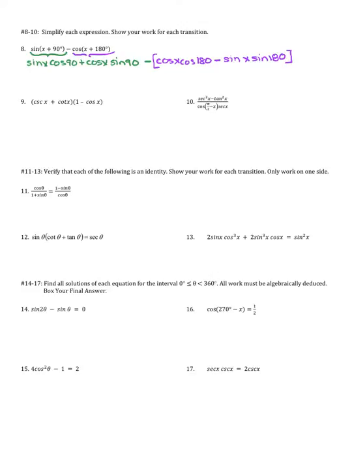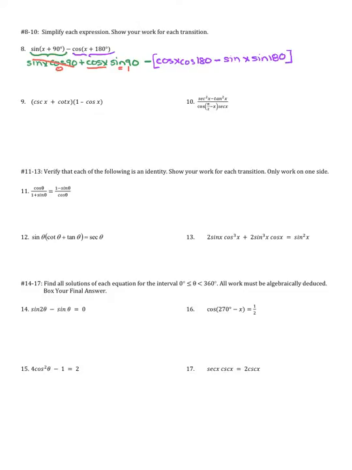So what we're going to do now is look at anywhere where I would have a 0. Cosine of 90 is 0, which means this whole term is just going to go away. Sine of 90 equals 1, so we only have the cosine x.